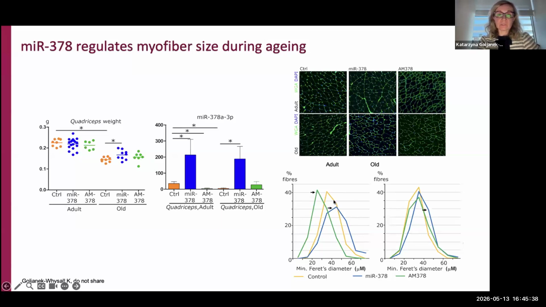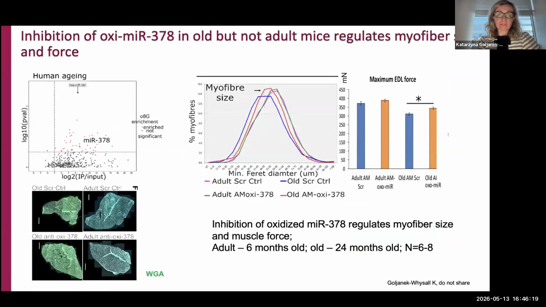So here, what we did is we identified the microRNA 378, which is downregulated in muscle of mice and humans during aging. And there are some publications to show its links with muscle mass and strength, including in humans and also exercise. So this microRNA is downregulated in aging. And what we did is we delivered synthetic microRNA or antagomere into adult or old mice. And we saw that with microRNA treatment, we were able to restore a little bit muscle mass in the old mice. And that was also reflected by the size of the myofibers. And we also saw changes in muscle force.